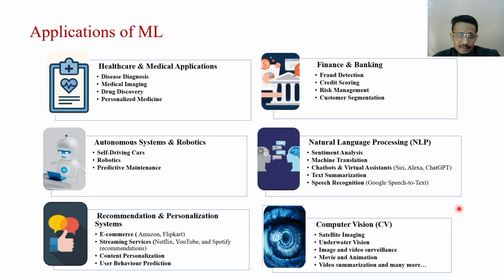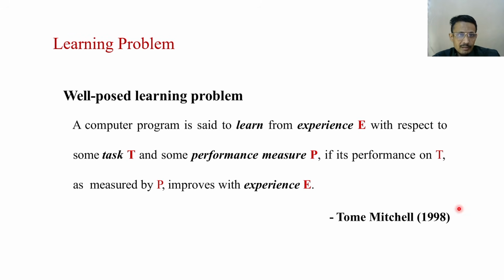With this, we try to understand what the learning problem is. Tom Mitchell in 1998 defined a well-posed learning problem. He said a computer program is said to learn from experience E with respect to some task T and some performance measure P, if its performance on T, as measured by P, improves with experience E. If this happens, we can say it is a well-posed learning problem.